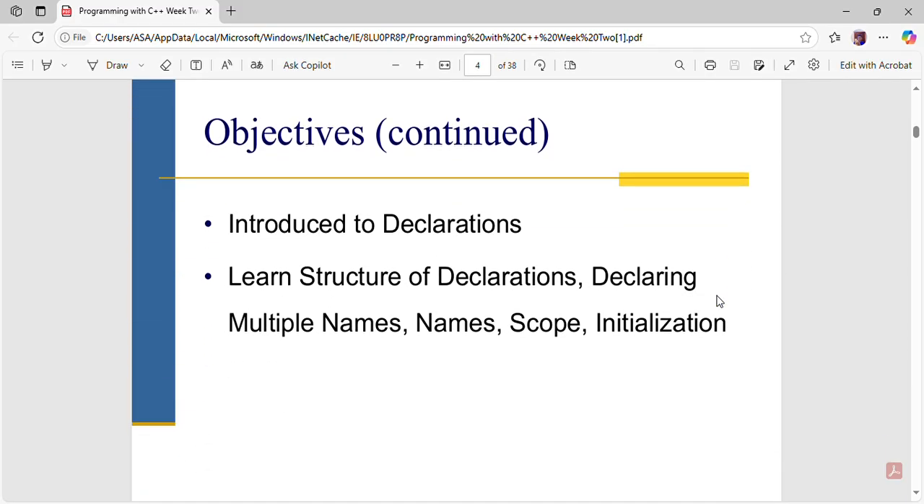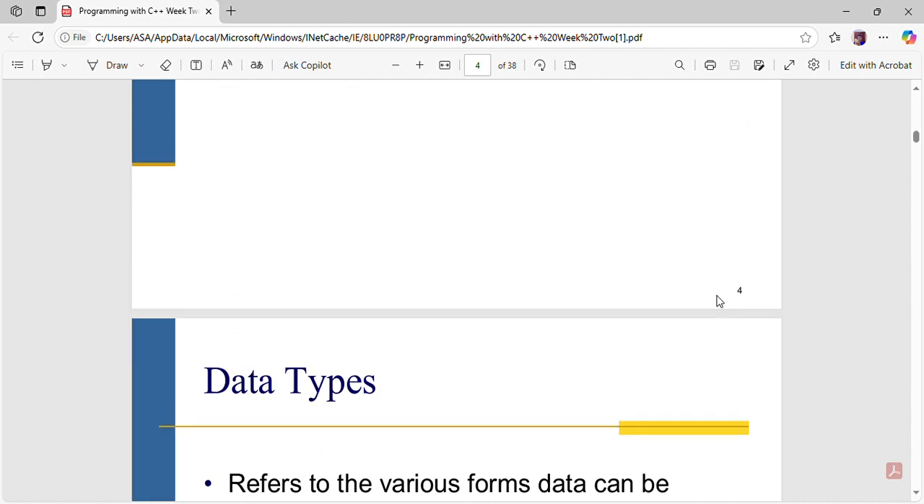You will also be introduced to declarations. Learn structures of declarations, declaring multiple names, scope, and then initialization.